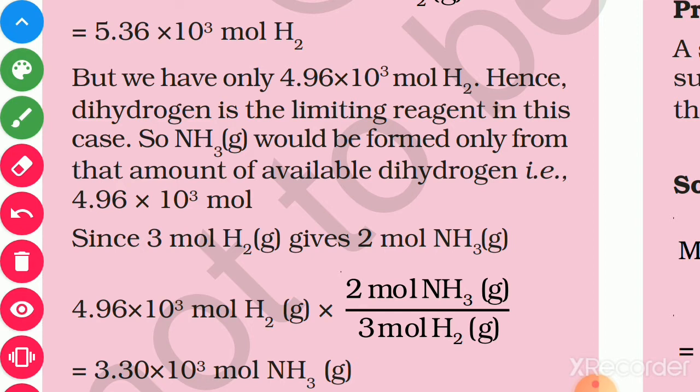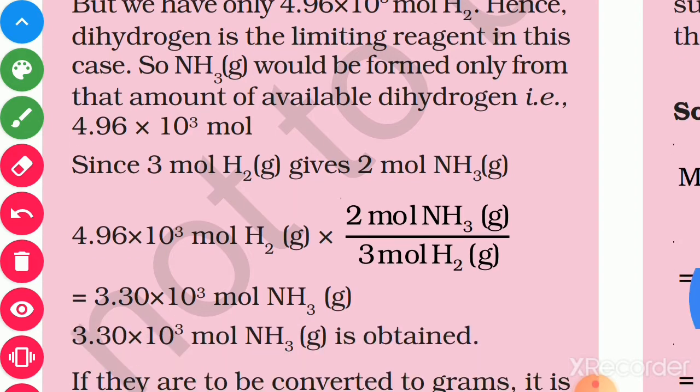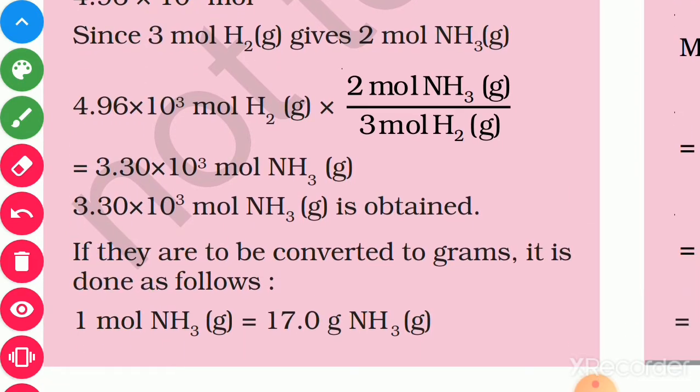So, ammonia would be formed. 3 mole of hydrogen gives 2 mole of ammonia. Therefore, 4.96 into 10 to the power 3 mole of hydrogen gives 4.96 into 10 to the power 3 into 2 by 3 equal to 3.3 into 10 to the power 3 mole of ammonia gas.